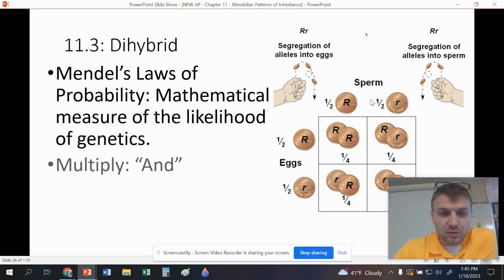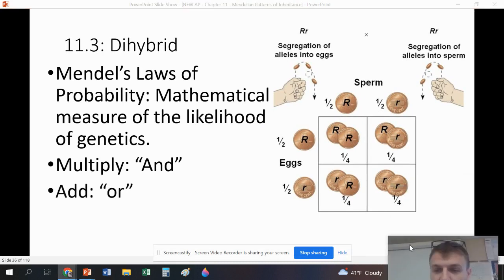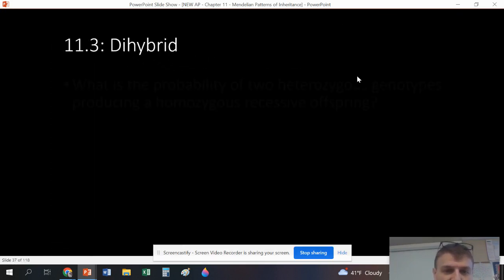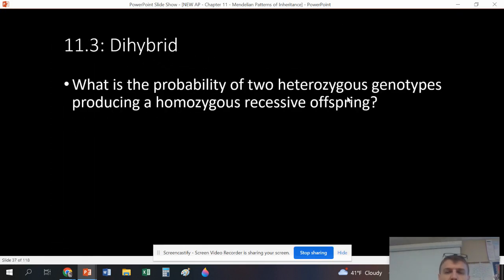So understanding this probability, we have to look at it as maybe not rolling dice, but flipping a coin. So what's the chance of receiving a big R or a little r, or a heads or a tails in this case? Now, this looks really complex, but it's really not. It's going to make our dihybrid crosses really easy. So what's the probability of two heterozygous genotypes producing a homozygous recessive offspring?